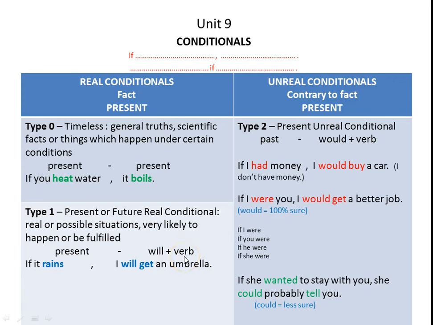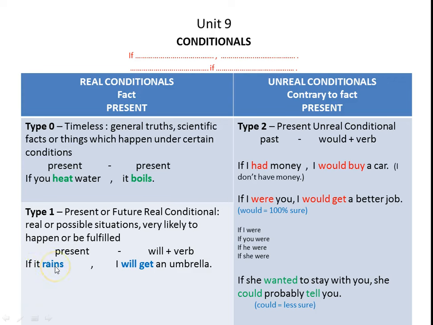If you do not behave well, your mother gets angry. Do not behave well, present; gets angry, present. Let's continue with type 1, present or future real conditional, and it refers to real or possible situations. Let's take a look at this example.